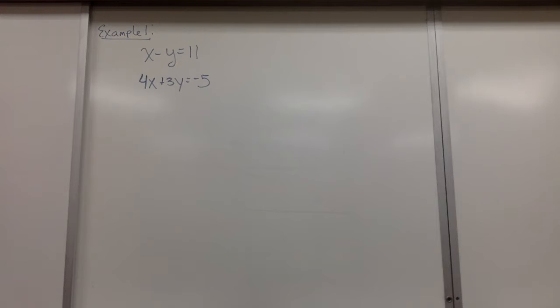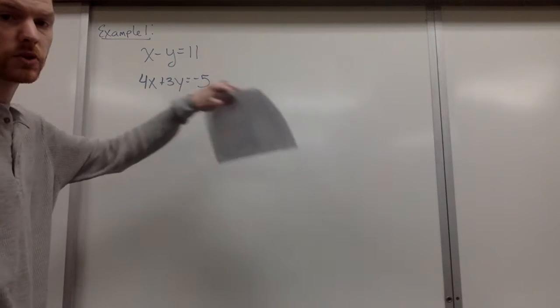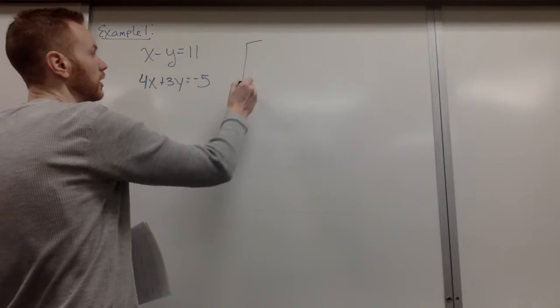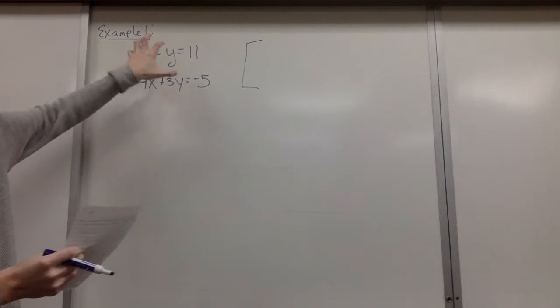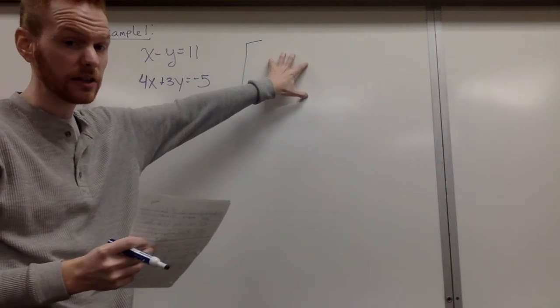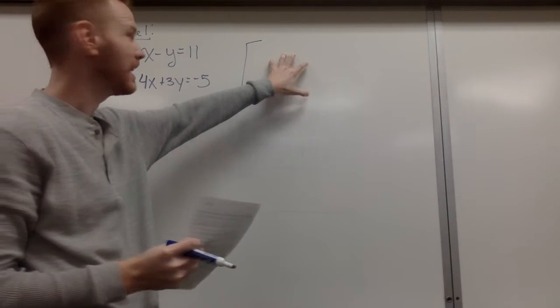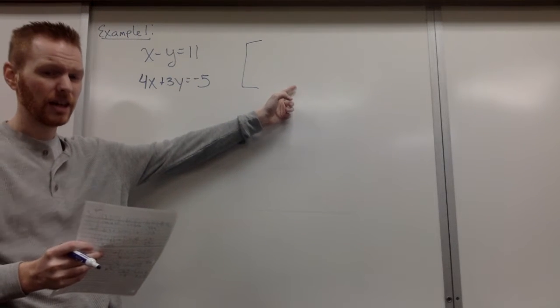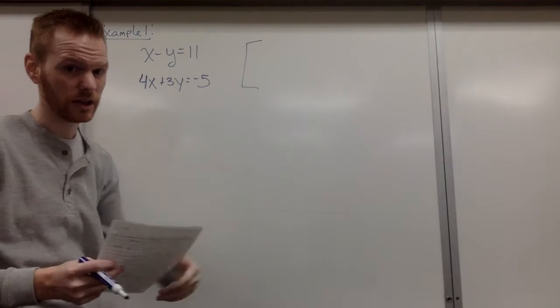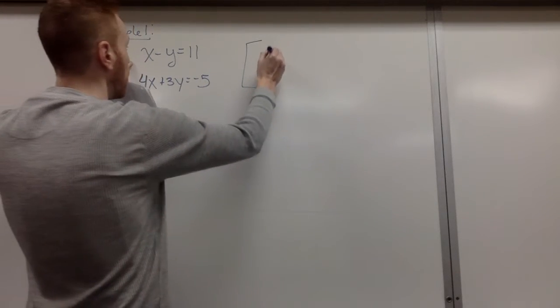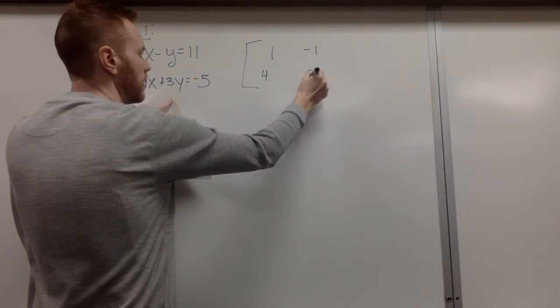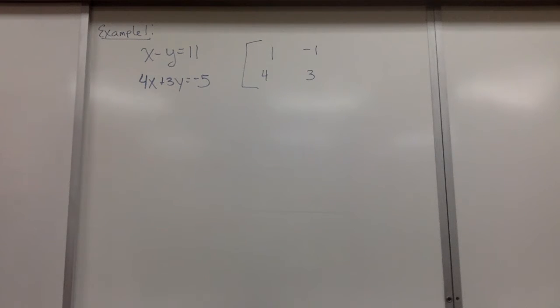So here's my first system. My first step is to put this in what's called an augmented matrix. We talked about that in the first lesson. We're literally just plucking out the coefficients and putting them into this matrix, because it doesn't really matter if I include x's and y's. Based on position, that's where the x's and y's are. So this is a 1, this is a -1, this is a 4, and this is a 3. I just took them out.